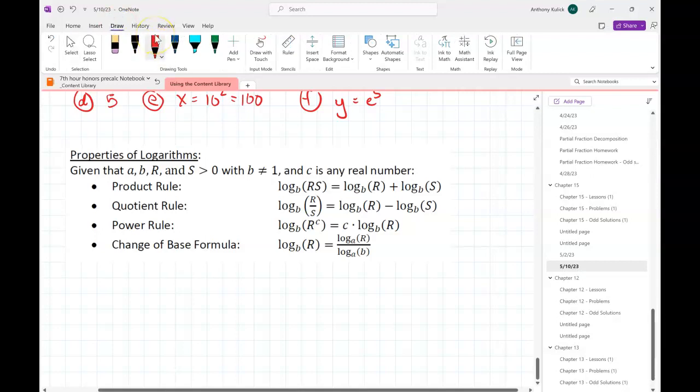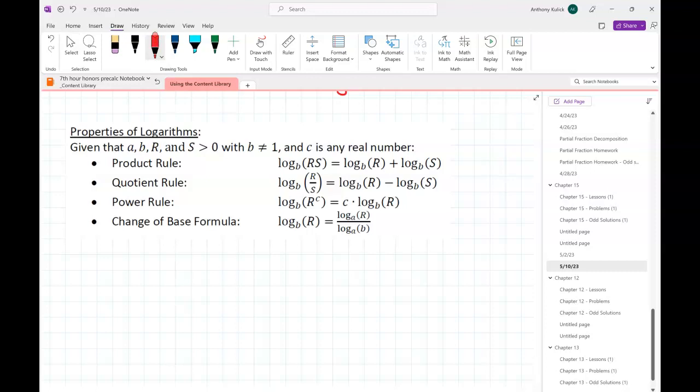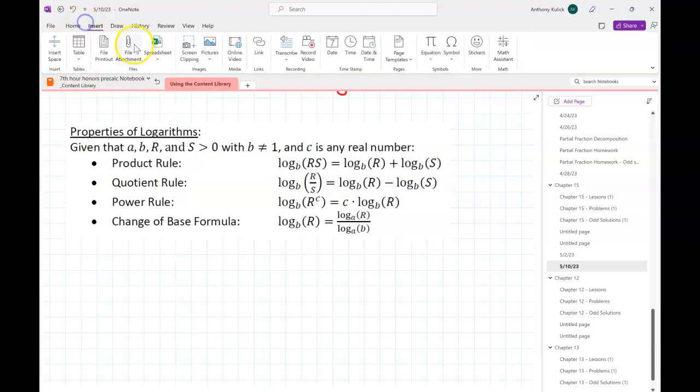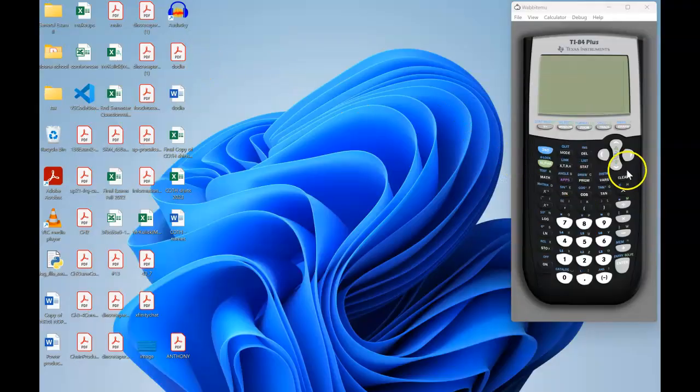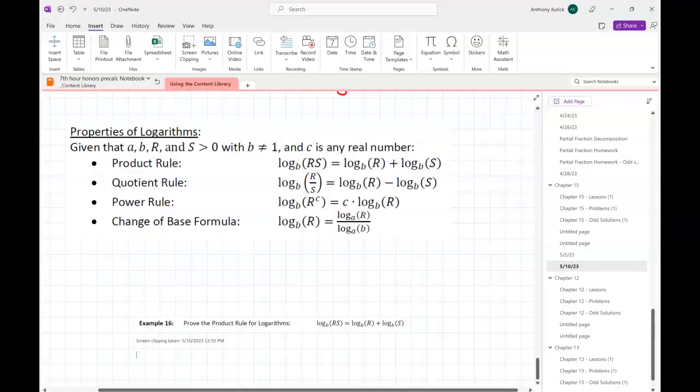I think we're going to prove these guys in the problem set, but let's do the first one together and talk about what the process is going to be. Oh boy, that's not at all where I expected that to land.